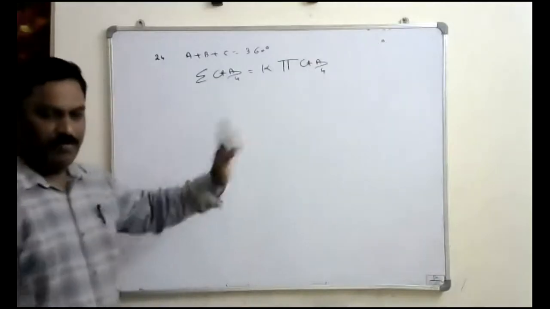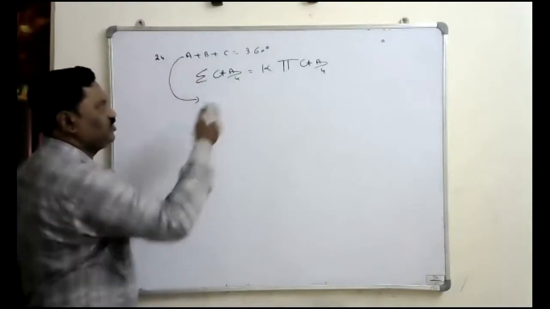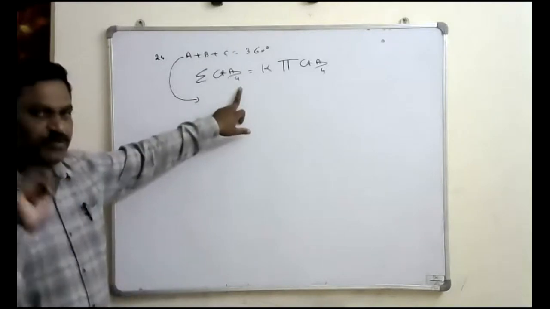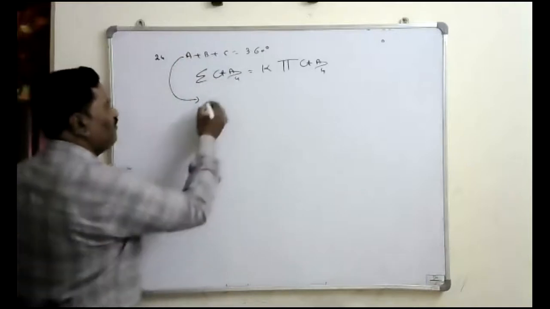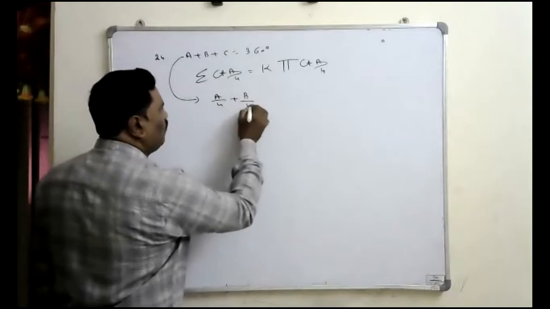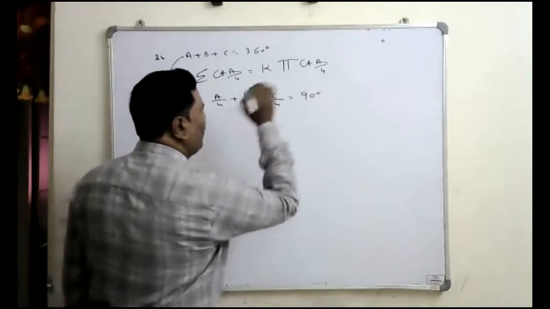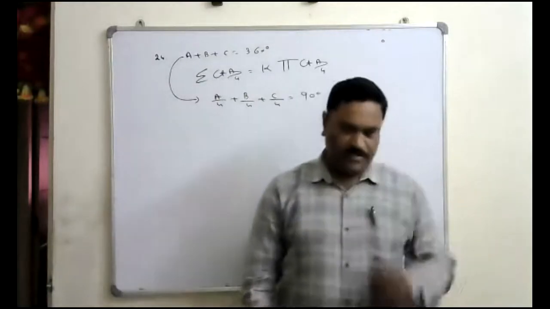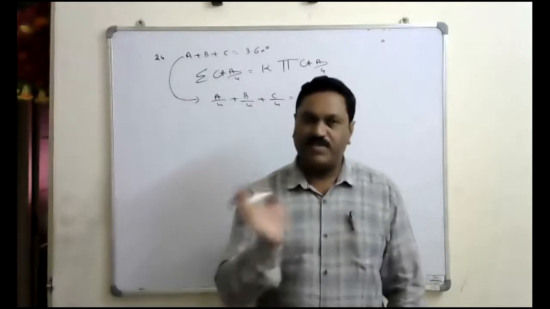So this is the given problem. Now here A plus B plus C was given as 360. But here the angles are A by 4, B by 4, C by 4. That's why we divide by 4 on both sides. If I divide by 4, then A by 4 plus B by 4 plus C by 4 is equal to 360 by 4, which is 90 degree. Then we know the result for this. Suppose A plus B plus C is 90 degree, what is the result in terms of the cot?